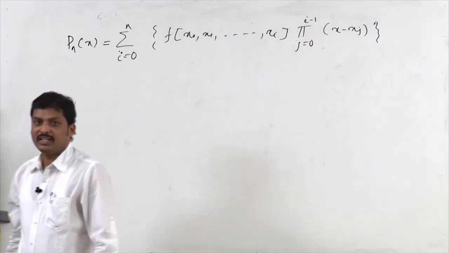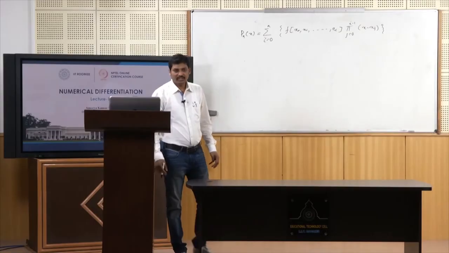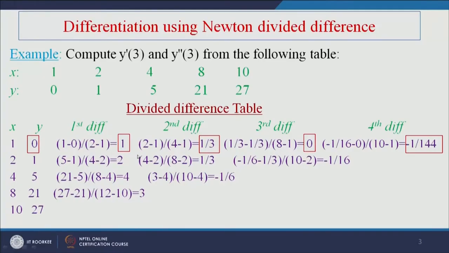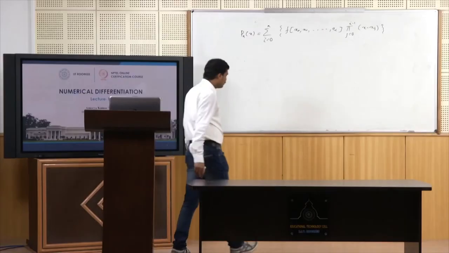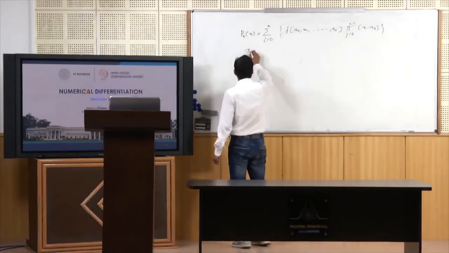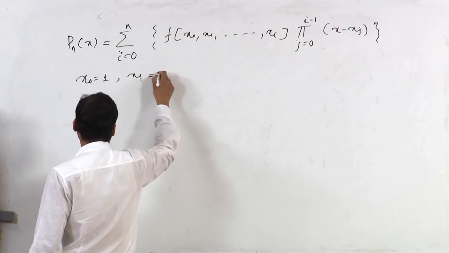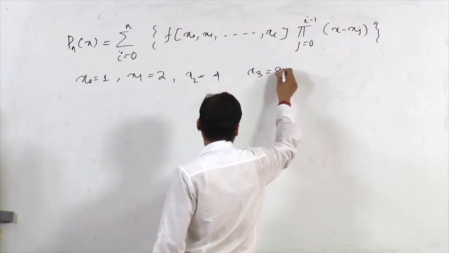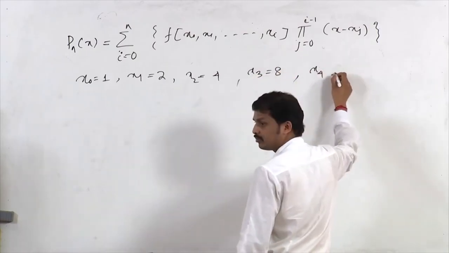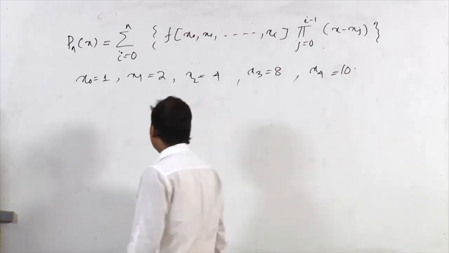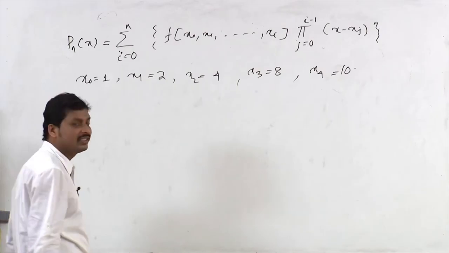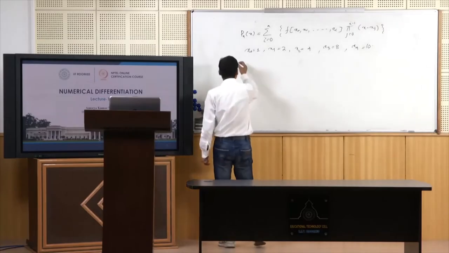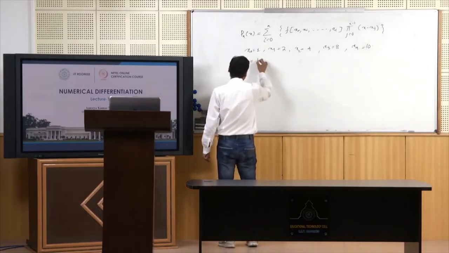If we write this polynomial in this form, since the data given to us are x0, x1, x2, x3 and x4, if you collectively write this data here, x0 equals 1, x1 equals 2, x2 equals 4, x3 equals 8 and x4 equals 10, then we will have 5 points, which can generate a polynomial of degree 4. So we can write this function f of x as approximated with a polynomial of degree 4.